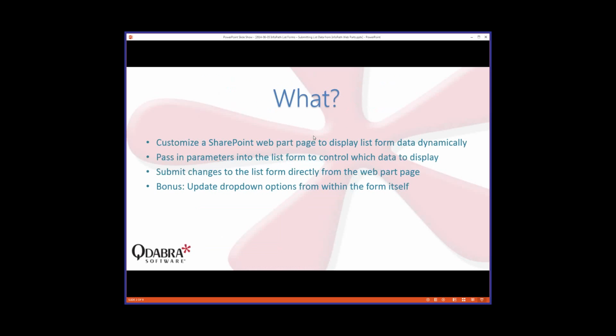Okay, so today we're going to talk about how you can customize SharePoint web part pages to get your InfoPath list form data to display dynamically. And how are we going to do that? We are going to pass parameters into the URL to get our list form data to display. And then later on, we will be submitting any changes we make to that list form data directly from within the web part page. As a bonus, and I'll make our demo quick so we can show you our bonus item today, how you can update drop-down list box options from within an InfoPath form.